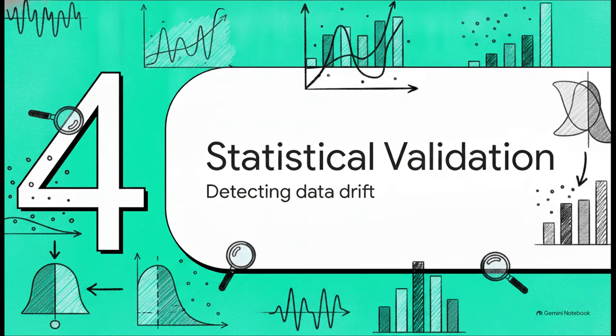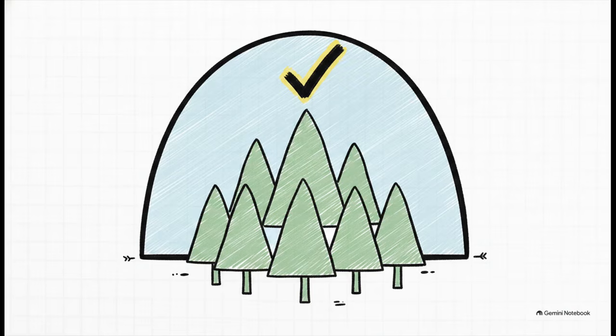Section 4, statistical validation and drift. But what happens when your data types are perfectly correct, but the underlying mathematical patterns begin to shift? That brings us to statistical validation. Way beyond checking isolated rows, Pandera can actually validate statistical properties across an entire column. So for example, you can verify that a column's mean value falls right within an expected mathematical range. You're no longer just inspecting individual trees, you're validating the health of the entire forest.